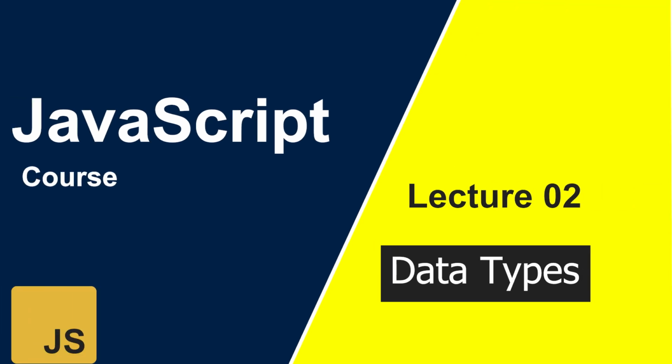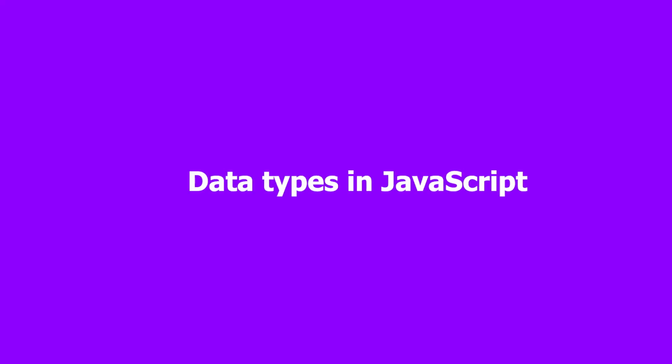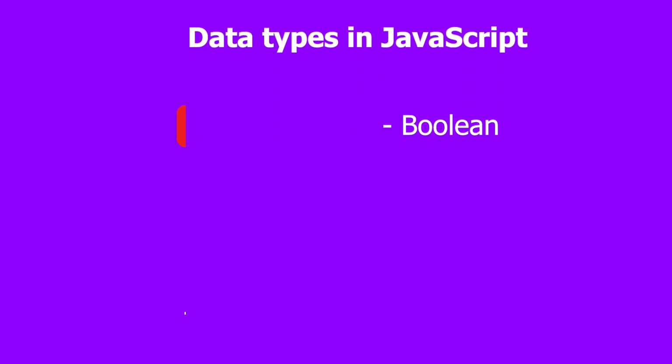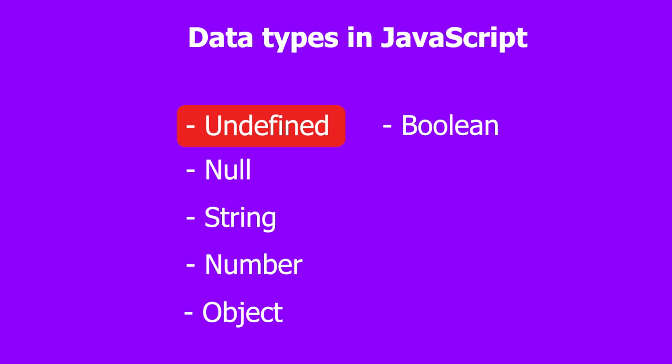In this video, we will talk about data, what is data and what are the types of data. Data is something which is meaningful to the computer. There are different types of data: undefined, null, number, string, object, and symbol are some of the types of data that we use in JavaScript.